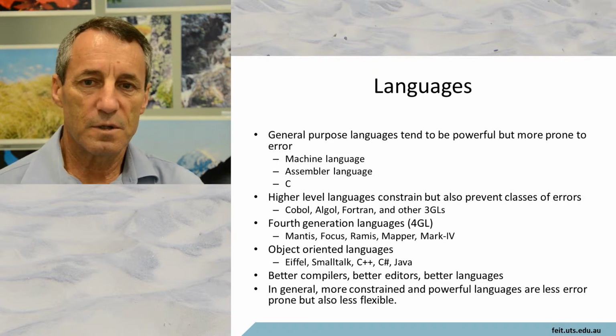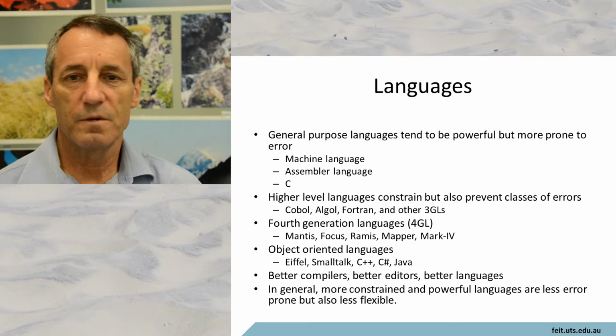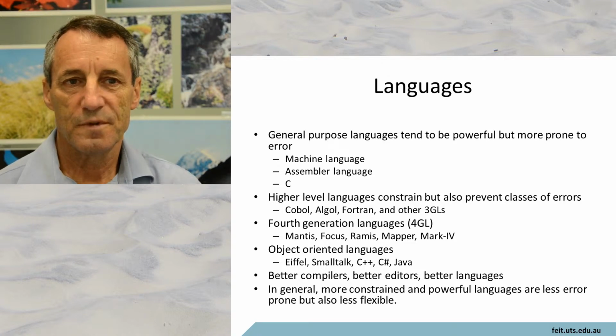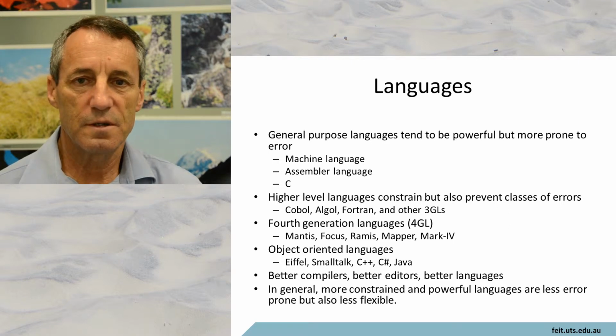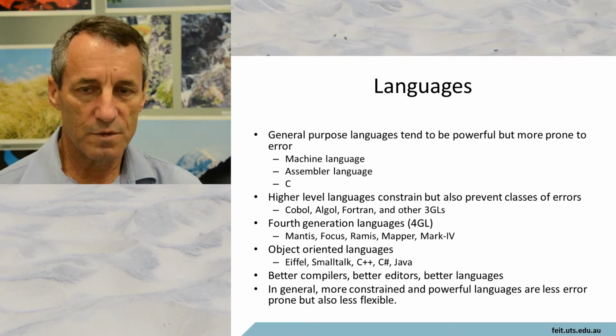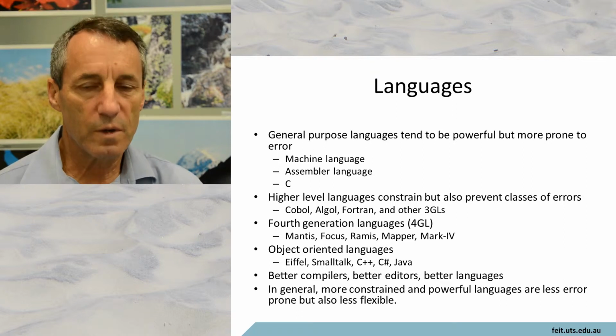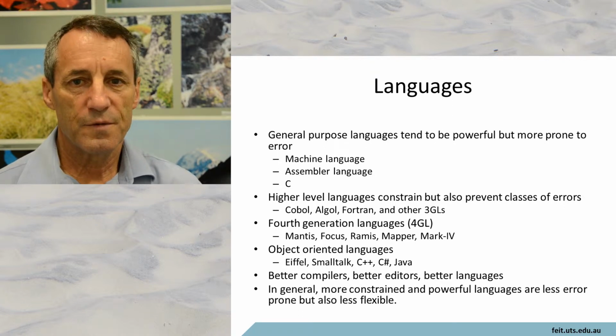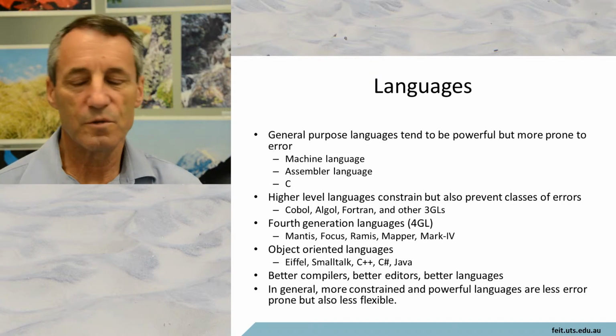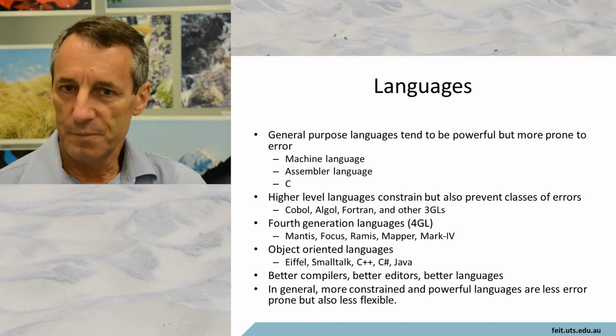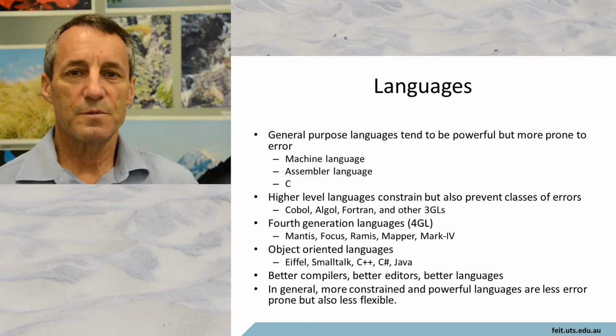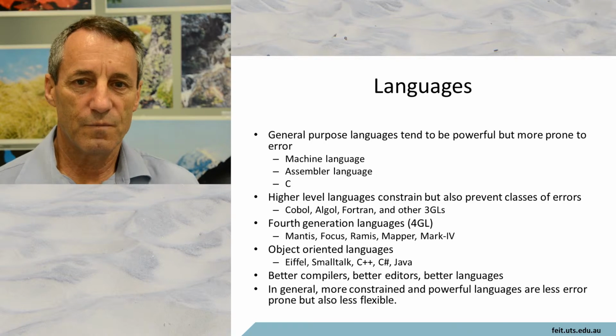Then came what were then called the fourth generation languages. These tended to be almost like report writers or something of that nature. They enabled simple programs to be written very quickly, but you wouldn't write an operating system in a fourth generation language. You couldn't. But you could write programs very quickly and quite accurately.